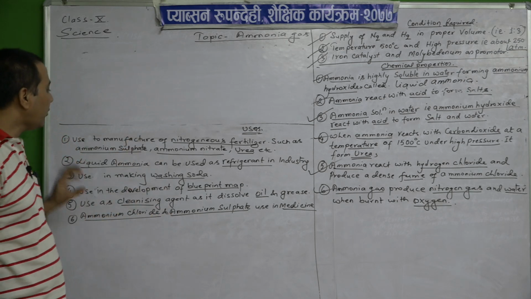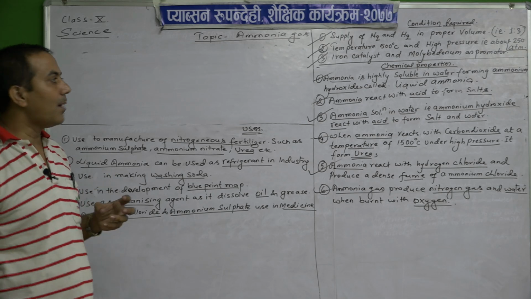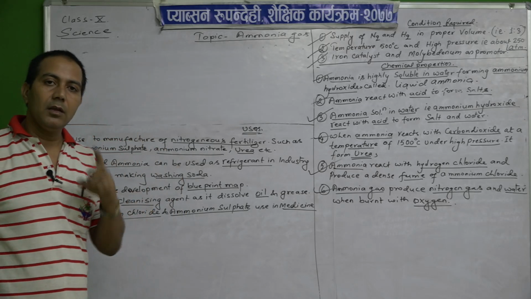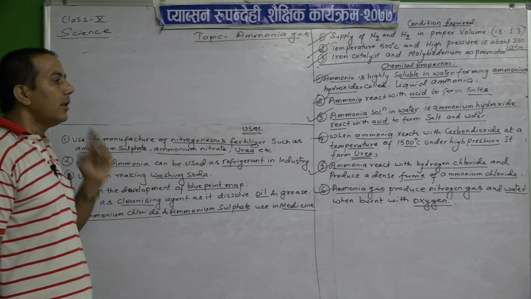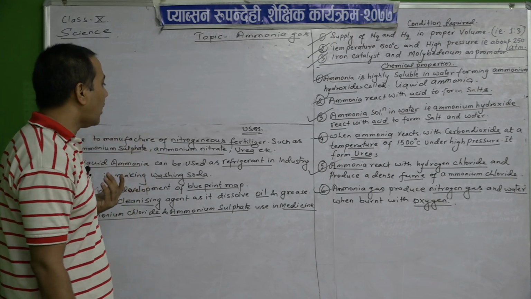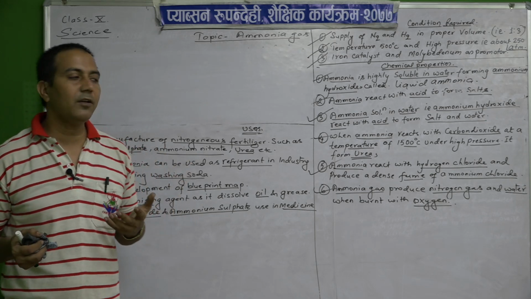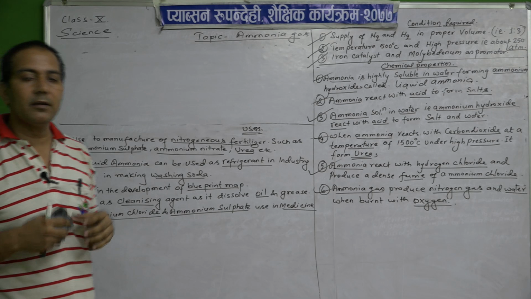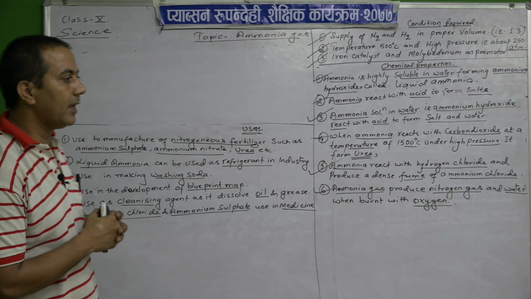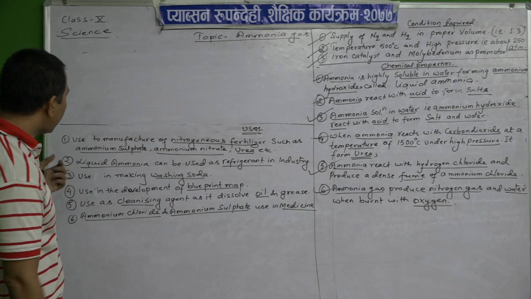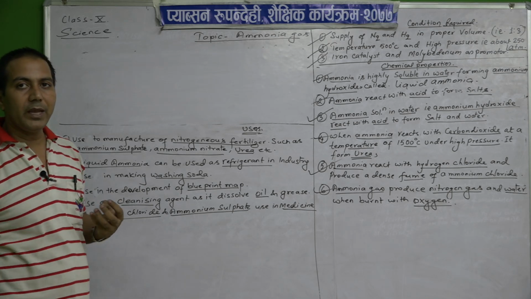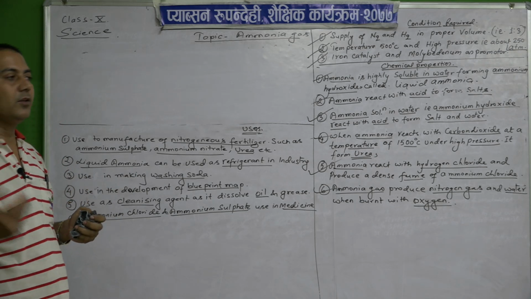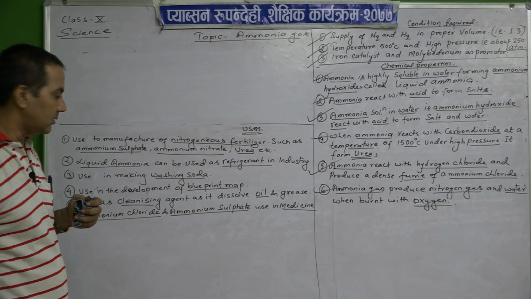Next comes liquid ammonia. Liquid ammonia means ammonium hydroxide, which is used as a refrigerant in industry, like fridges and other freezing equipment, as a cooling agent in large industry. Then the next one, it is also used for making washing soda. Washing soda is also prepared by the use of ammonia gas.